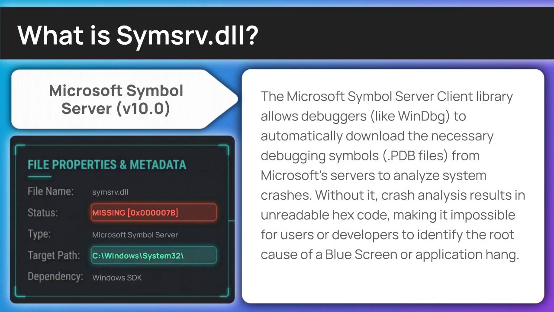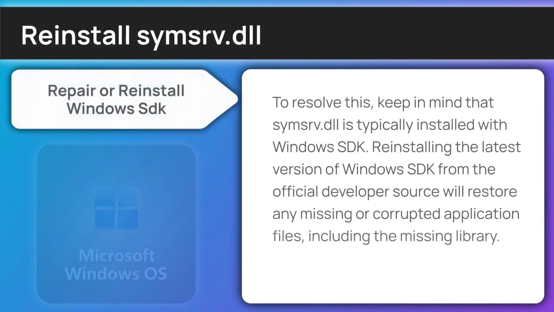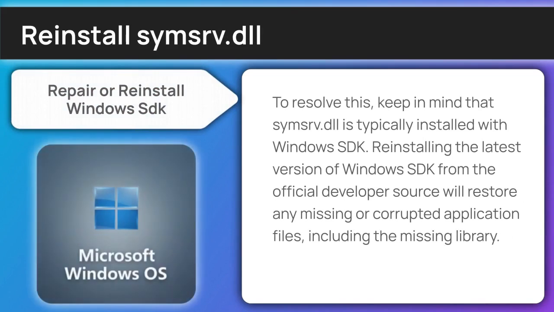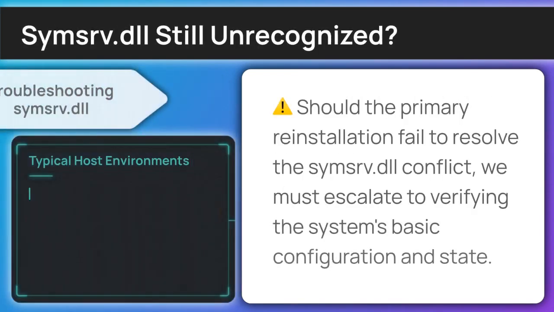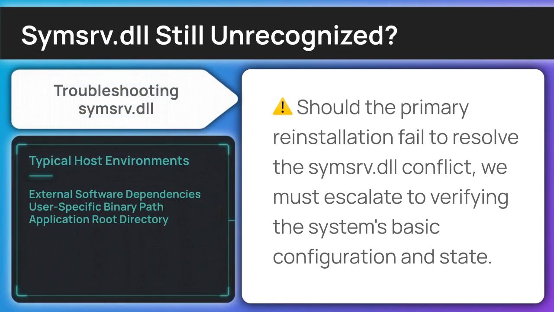Now let's get this fixed up. Our first move is installing a fresh, clean copy of the library. To resolve this, keep in mind that Symsrv.dll is typically installed with Windows SDK. Reinstalling the latest version of Windows SDK from the official developer source will restore any missing or corrupted application files, including the missing library.